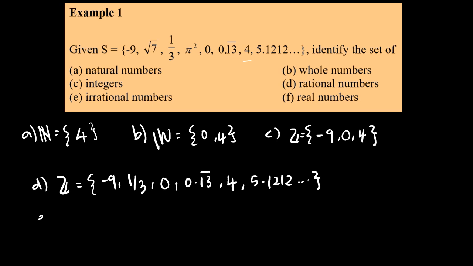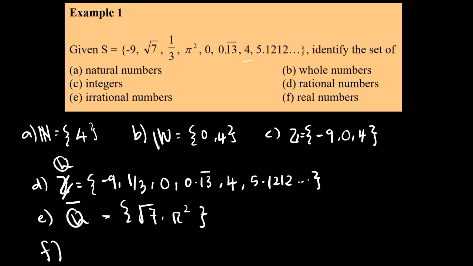How about E? Irrational number. So other than this number, everything will be the rational number. Oh, I had the incorrect notation. So irrational number is equal to what we have here, square root of 7. What's left? Pi squared, and then that's all. So how about the real number? So everything on the slide, on the question, is actually real number. So the set S is the real number.